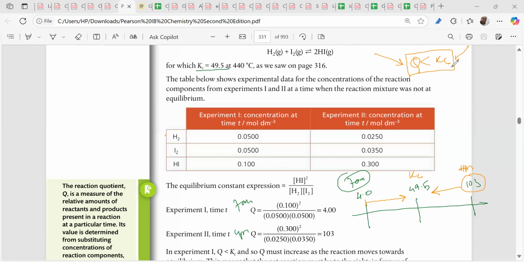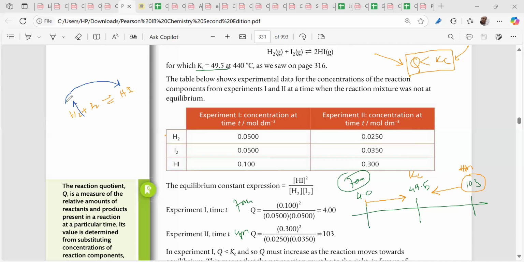Always remember that they'll be asking that we are changing the concentration. Suppose I'm taking the reaction H2 plus I2 gives you HI. They're saying that we are increasing the concentration of H2. When you increase the concentration of H2, which direction does it move? As per Le Chatelier's principle, it moves to the forward direction. So they'll be asking what will be the Q.